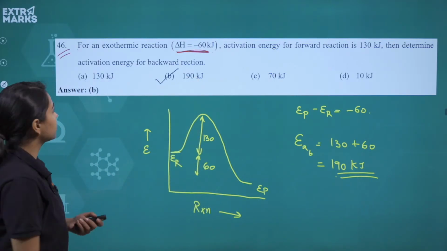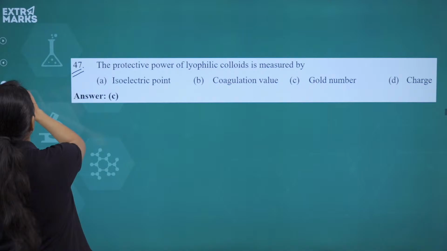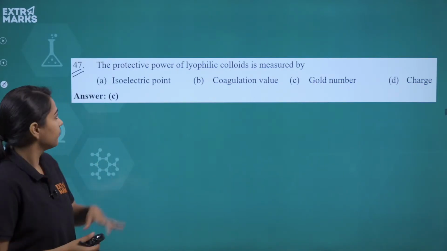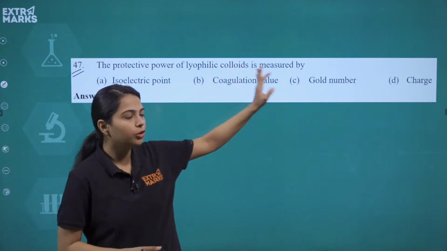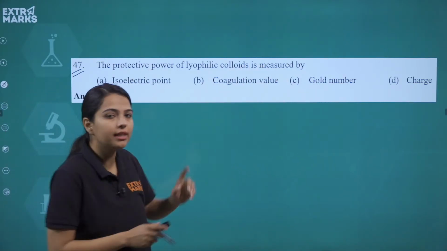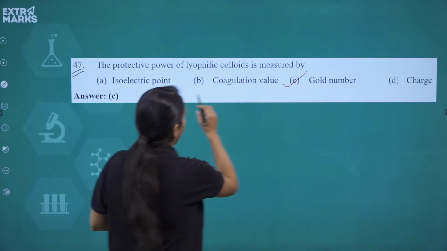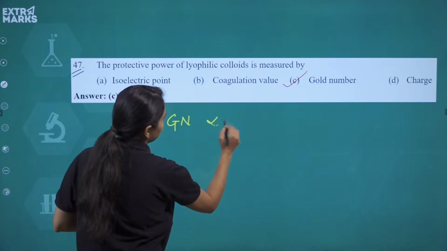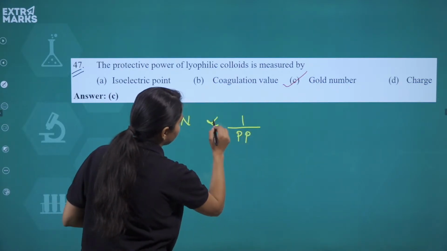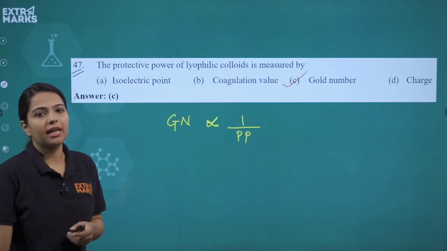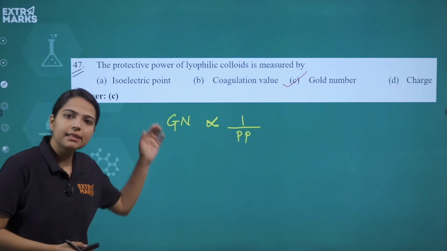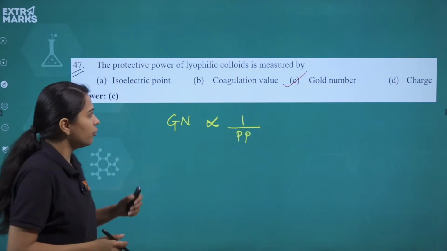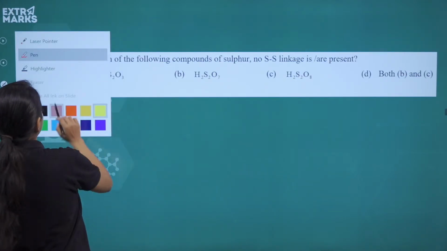Alright, next question, number 47. The protective power of lyophilic colloids is measured by what? Isoelectric point, coagulation value, gold number or charge. So this is actually deduced by gold number. Actually, what is the relationship here? Gold number is inversely proportional to the protective power. We are having the inverse relationship. Lesser the gold number, higher will be the protective power, and vice versa. Moving next, question number 48.